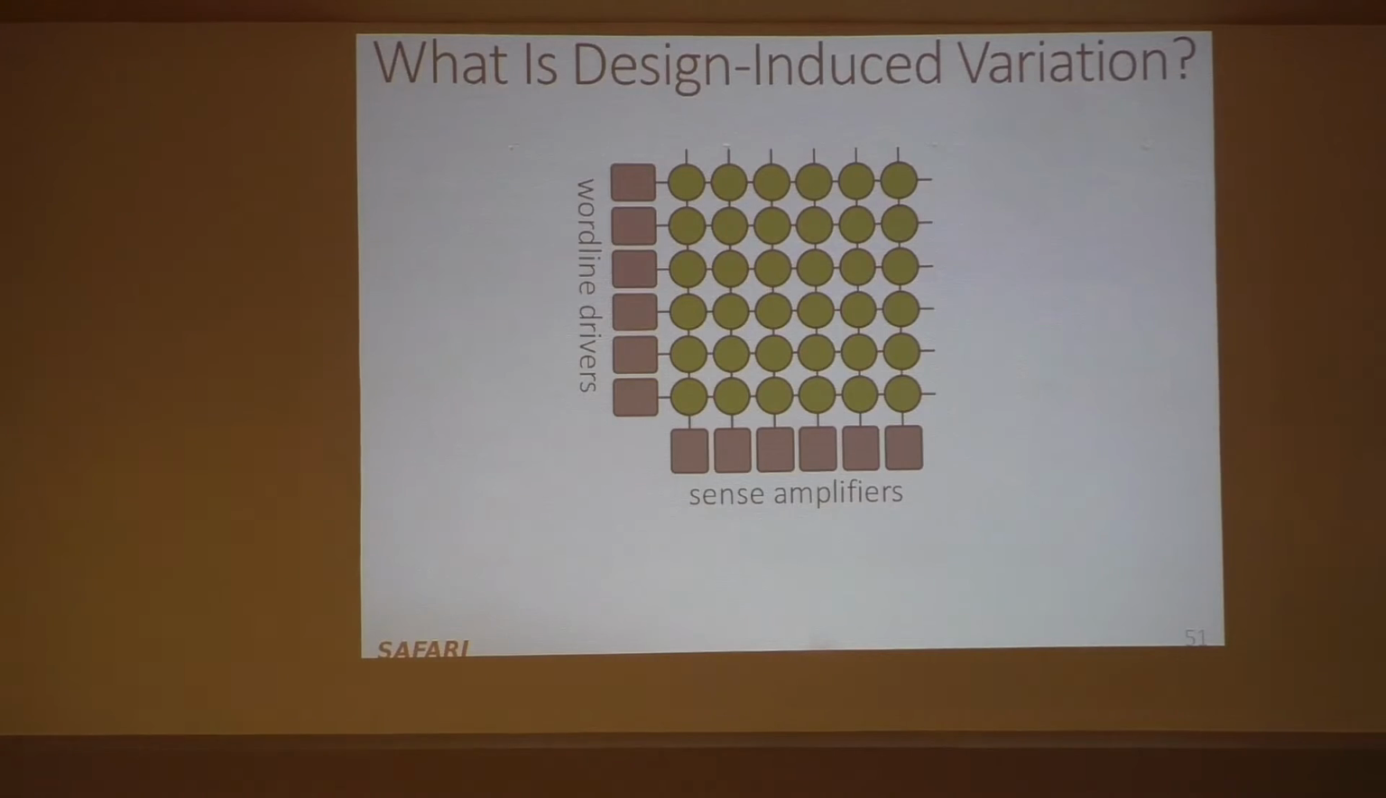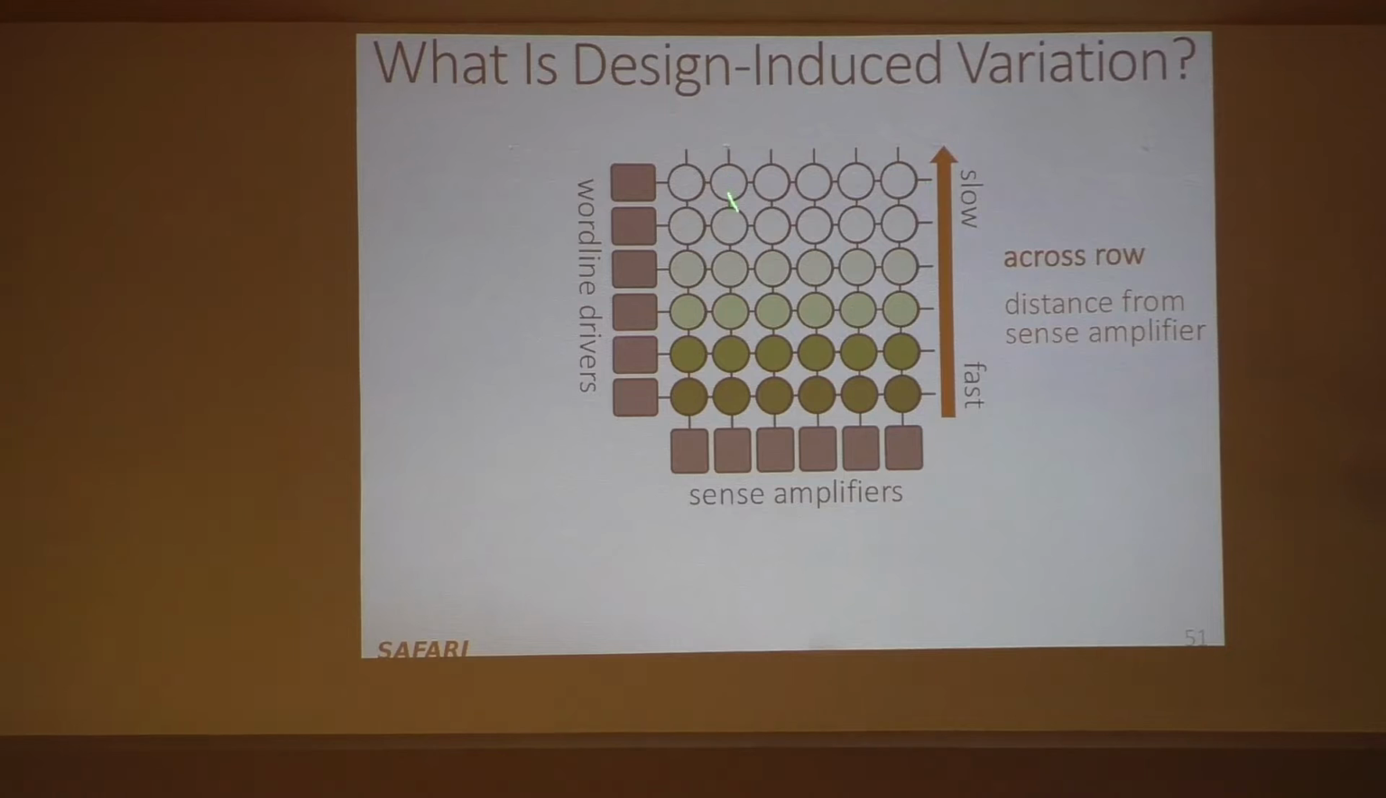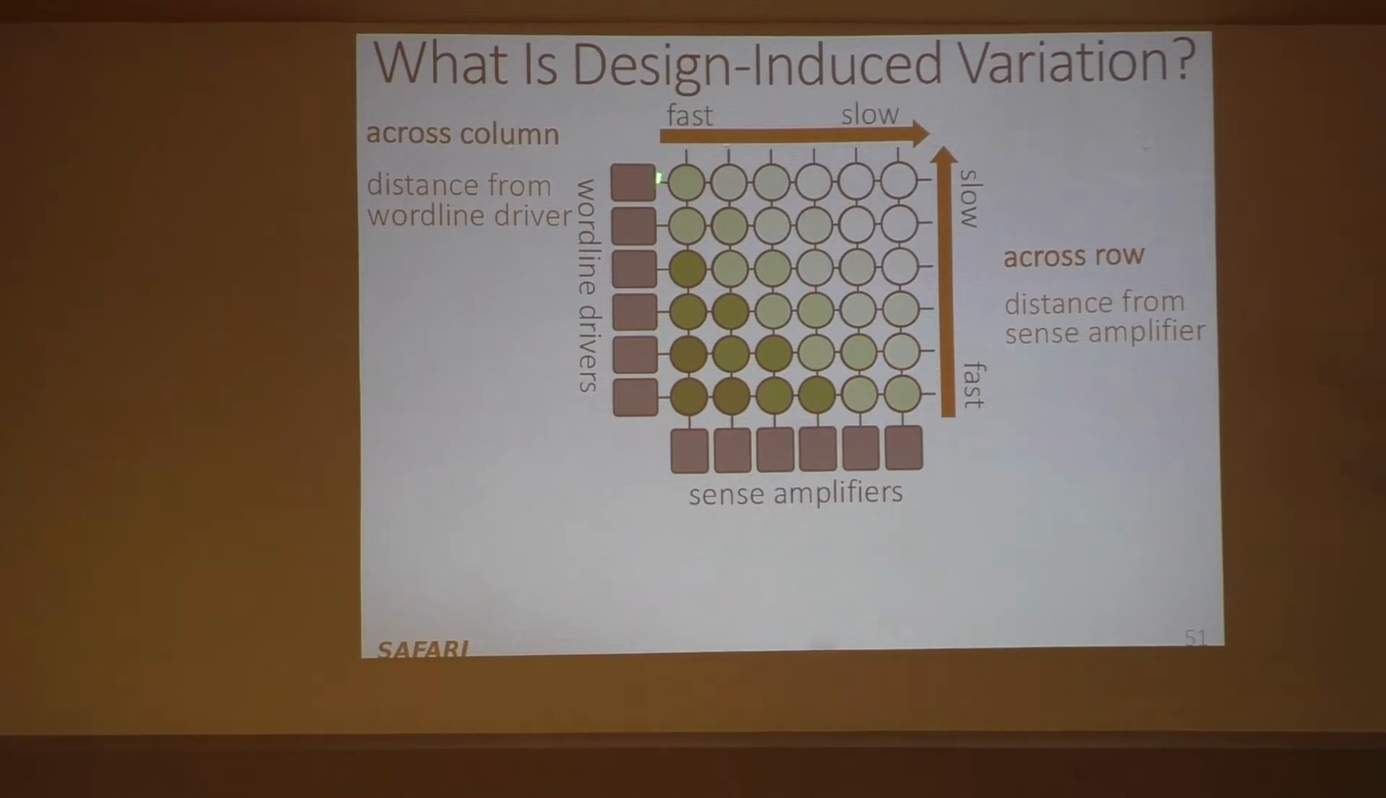Okay, let me give you this one very quickly, because I think it's a cool idea. This is a paper that proposes dynamic profiling of latencies. The idea is basically that there's a design-induced variation in latencies. If cells are far away from the sense amplifiers, they're slower. If cells are closer to sense amplifiers, they're faster. Across the column, if cells are close to the word line driver, they're faster. Farther, they're slower. So clearly, there's an inherently fast region of memory because of the way the architecture is designed, and there's an inherently slow region.